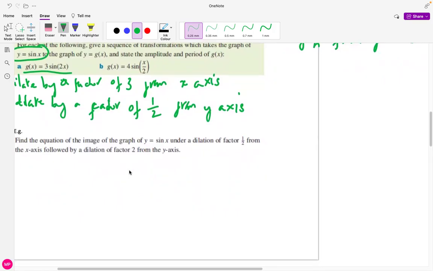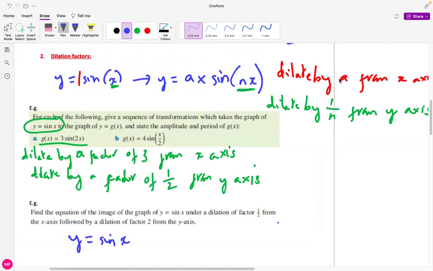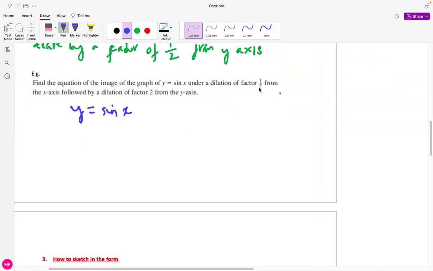Now, for the example here, sometimes they might ask you backwards. They might give you the original equation and a list of transformations. Dilation by a half from the x-axis, and then followed by dilation of 2 from the y-axis. So in this case, we have y equals psi of x. Now, dilation by a half from the x-axis. As we say, if it is dilated from the x-axis, there's a coefficient in front. So we would insert a half in front of our psi of x. So we have a half here.